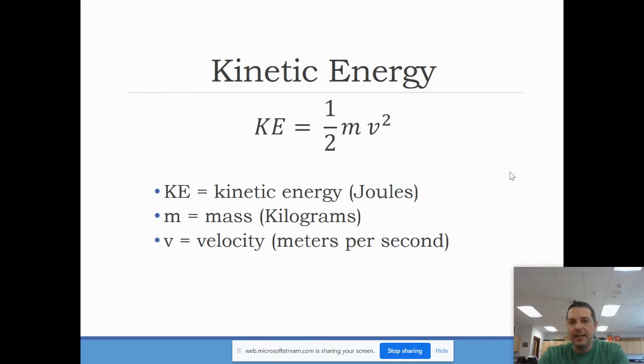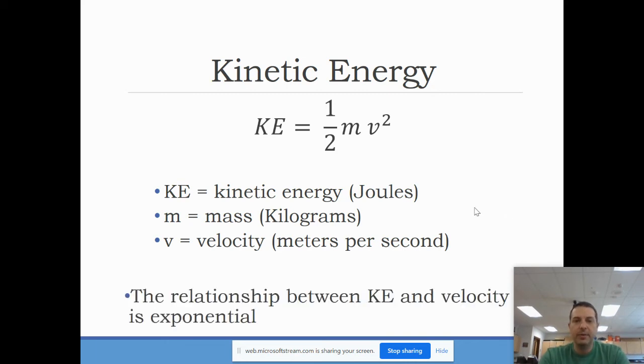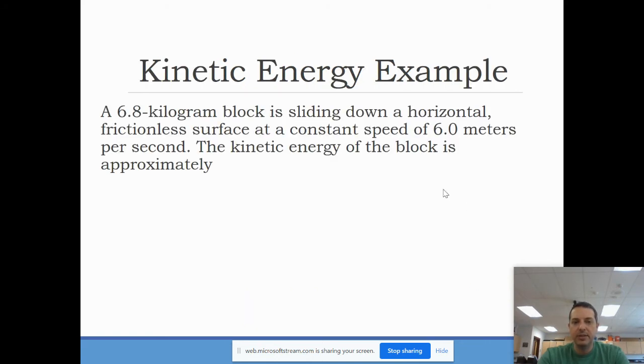The equation for kinetic energy is 1/2 mass times velocity squared. KE is the symbol for kinetic energy, m is mass in kilograms, and v is velocity in meters per second. If you multiply these all out, you can find the kinetic energy of the system. There is a relationship between kinetic energy and velocity, and that relationship is an exponential relationship.